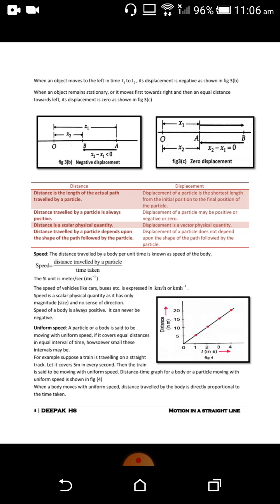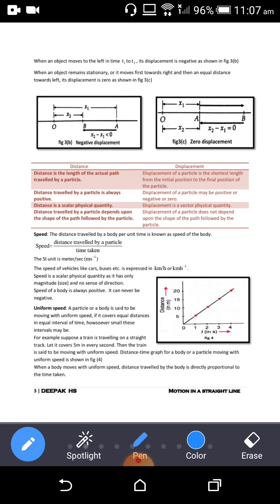Displacement always depends upon the initial and final position of the particle. The next difference: distance traveled by a particle is always positive, because it depends upon the actual path traveled, but displacement can be positive, negative or zero. Distance is a scalar quantity whereas displacement is a vector quantity. Distance traveled depends upon the shape of the path followed by the particle, whereas the displacement does not depend upon the shape of the path.